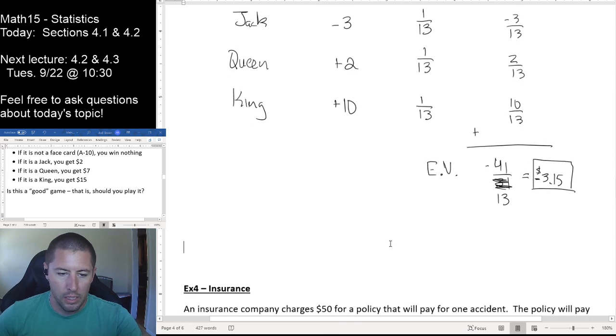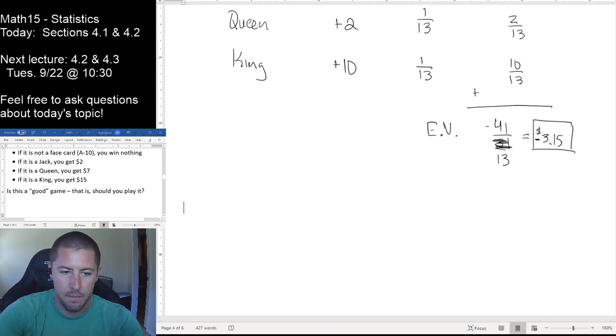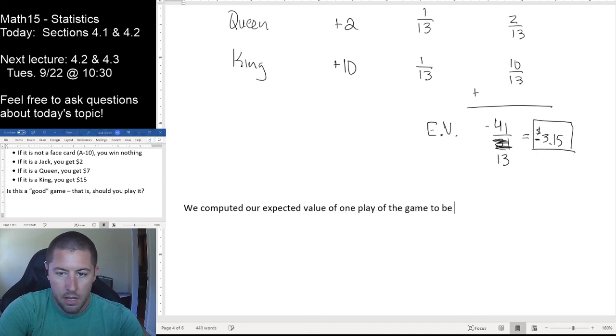So I kind of want to really explicitly state these things here. I'm going to say here, we computed our expected value of one play of the game to be a loss of $3.15.